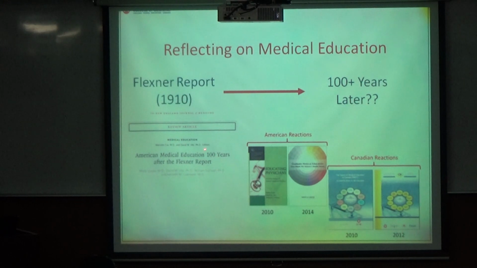And so 100 years after the Flexner report, I think this was published maybe a few years before 2010, there were papers after papers that people started publishing, are we on the right track? And the American reactions, this is in 2010 and this is in 2014. This is actually published by the Institute of Medicine, and so this had a lot of authority in what they were publishing. And then there were the Canadian reactions as well around the same time. So what am I trying to say?